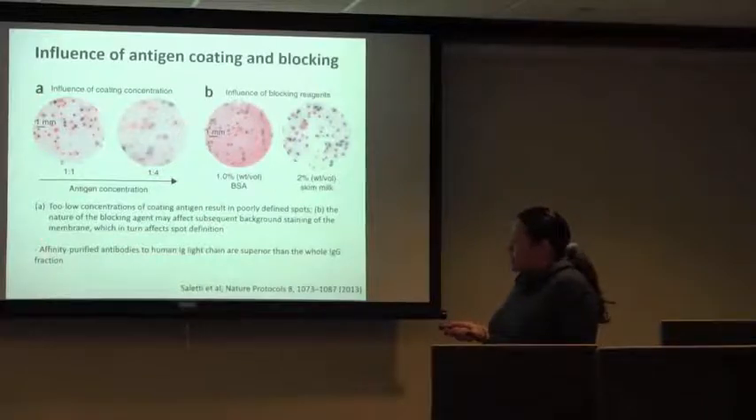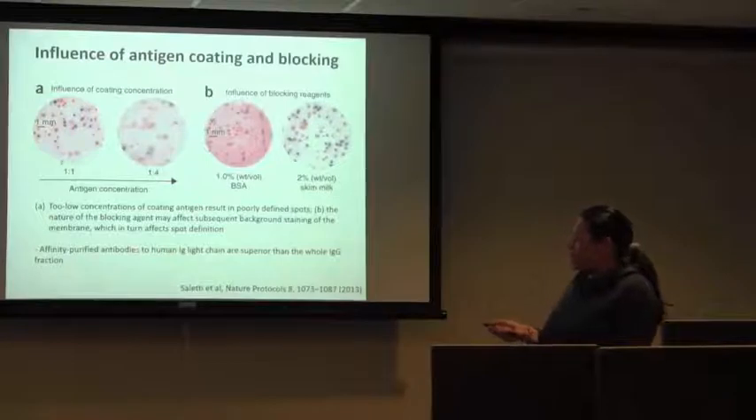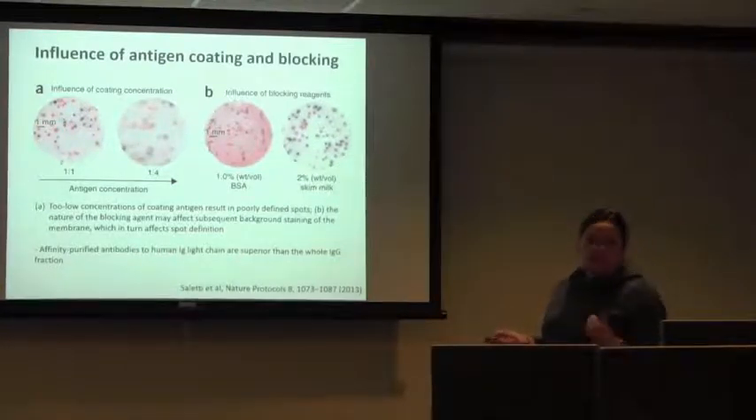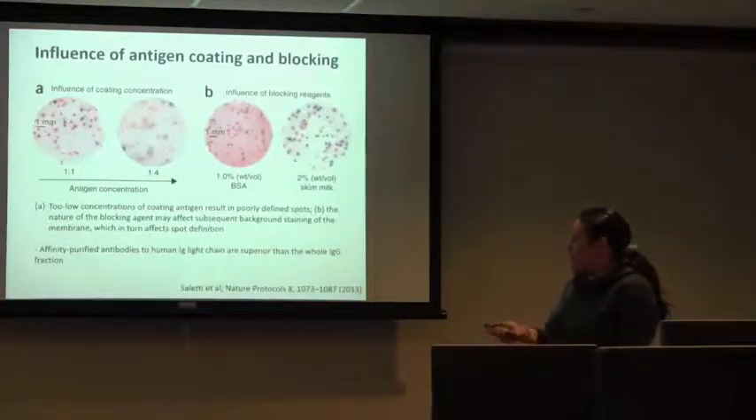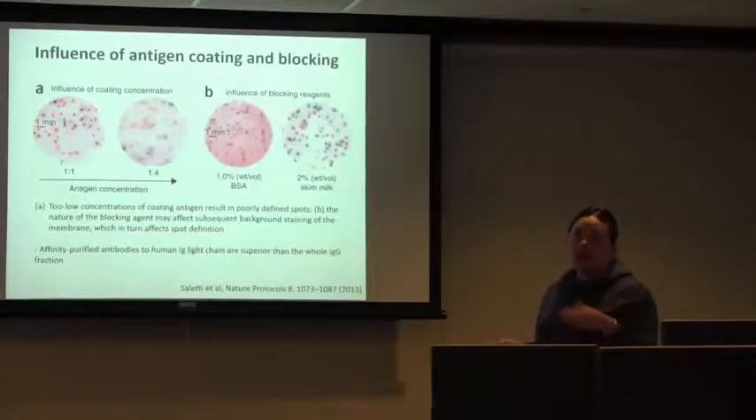It is also important to use affinity purified antibodies, and it's better to use them against the light chain of the antibody, either the kappa or lambda chain. And this is superior to using antibodies against the whole IgG fraction.